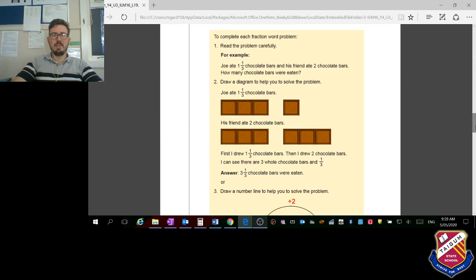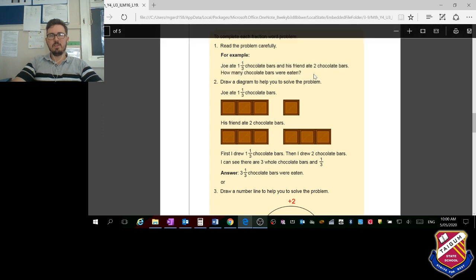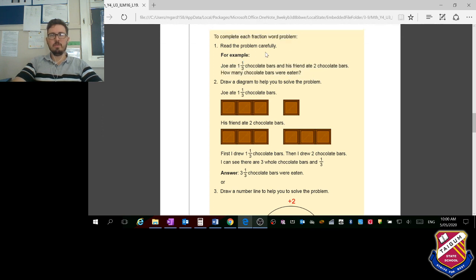All right, here's an example of a word problem. So let's read through this carefully. Here's the problem. The first thing it wants you to do is read through the problem. So we'll read the problem together. Joe ate 1 1/3 chocolate bars and his friend ate 2 chocolate bars. How many chocolate bars were eaten?